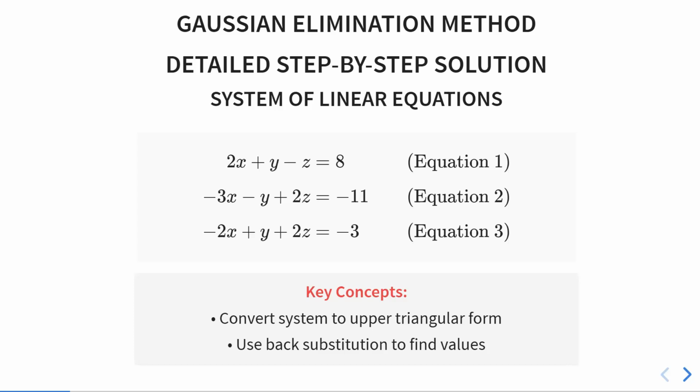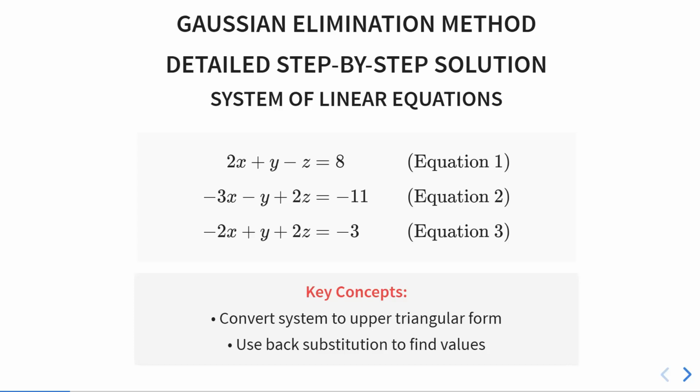So three equations are there. Equation 1 is 2x plus y minus z is equal to 8. Equation 2 is minus 3x minus y plus 2z is equal to minus 11. And equation 3 is minus 2x plus y plus 2z is equal to minus 3.